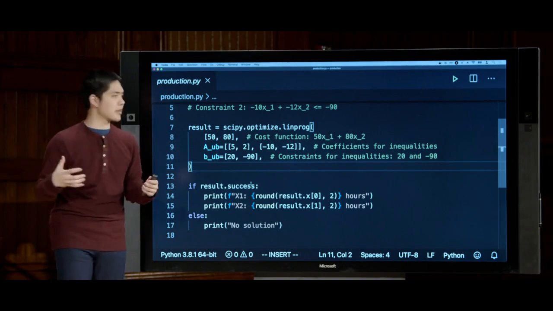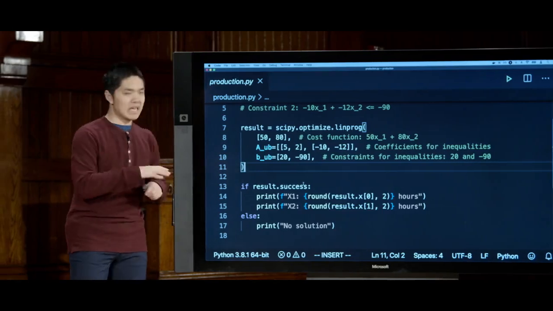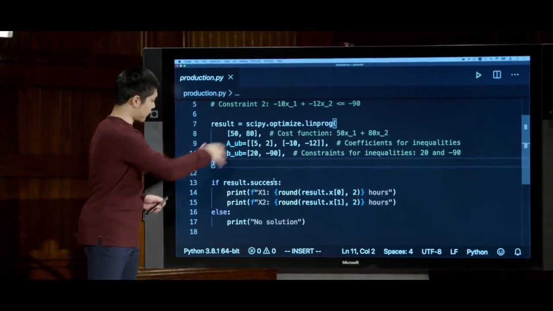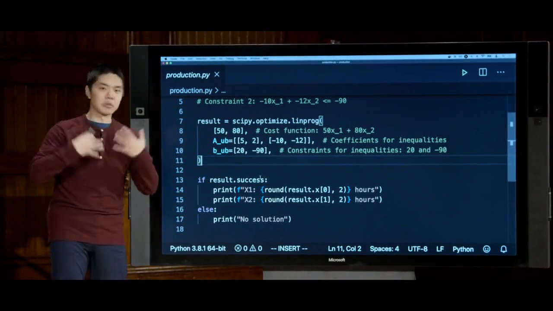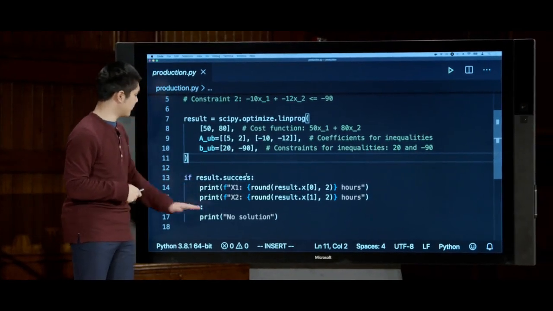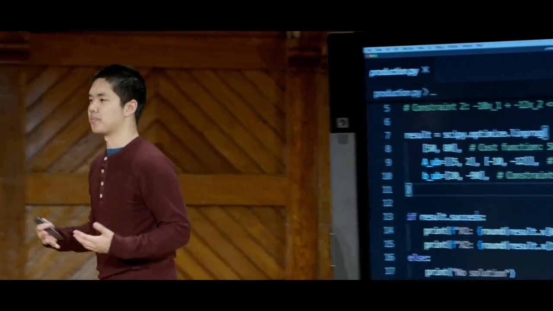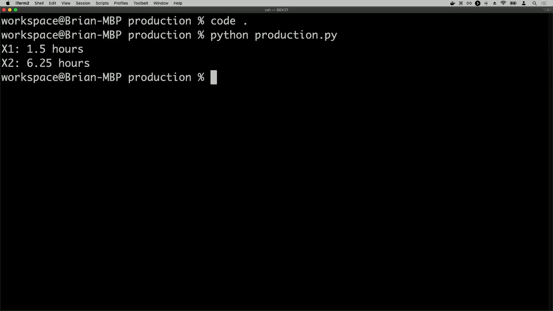And once all of that information is there, then we can run any of these interior point algorithms or the simplex algorithm. Even if you don't understand how it works, you can just run the function and figure out what the result should be. And here I've said if the result is a success, we were able to solve this problem, go ahead and print out what the value of x1 and x2 should be. Otherwise, go ahead and print out no solution. And so if I run this program by running python production.py, it takes a second to calculate, but then we see here is what the optimal solution should be. x1 should run for 1.5 hours. x2 should run for 6.25 hours.